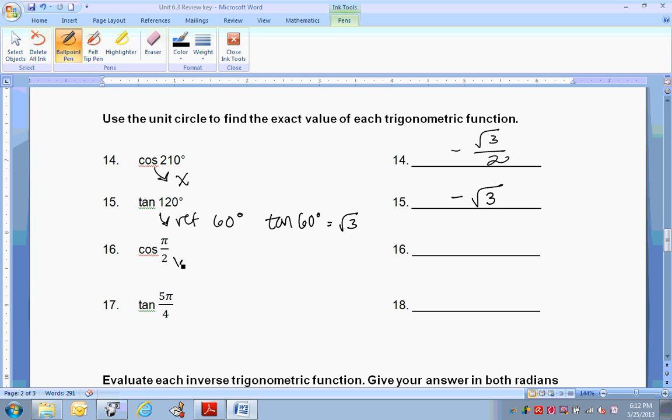Well, pi over 2 is 90 degrees, so x at 90 degrees is 0. The x value at 90 degrees is 0. And tangent at 5 pi over 4, that has a reference angle. 5 pi over 4 is the same thing as 225 degrees. So that has a reference angle of 45 degrees, and tangent at 45 degrees is equal to 1. Well, since this is in a positive tangent realm, that's going to be positive 1.